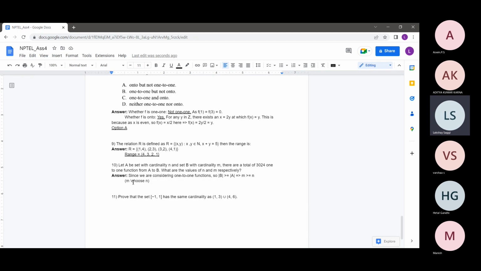So suppose the first element of the set A can take the value equal to the first element of set B, as well as the second element, as well as the third element, or let's say the nth element. Since we are taking n elements at a time, any valid permutation of these n elements which we have taken from set B can be mapped to set A. So the total number of one-to-one functions will be m choose n times n factorial.